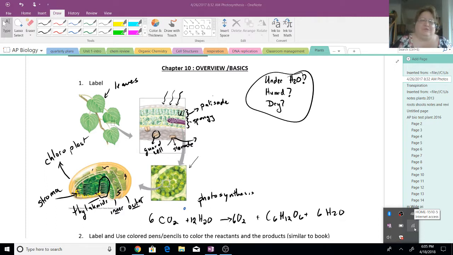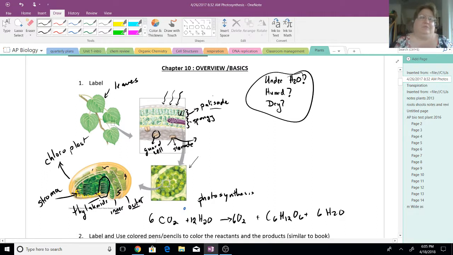So here we are with the intro to photosynthesis. Here's the overview and the basics, and you can see we start with the leaves. We already did the cross section of the leaves, but just to refresh your memory, here's the top layer, the palisade. The palisade level, that's where the main portion of photosynthesis occurs as the light comes streaming down on top. Not always, depends on the plant.